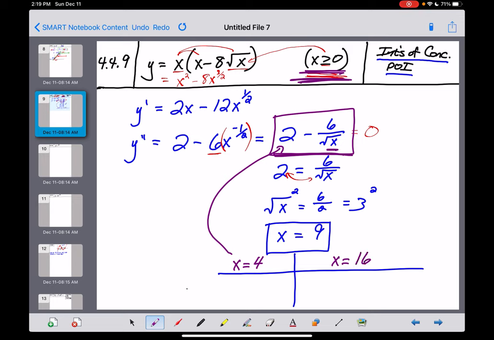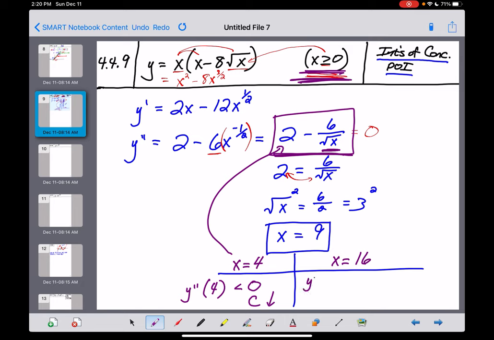So let's go into the second derivative now, y double prime, with these two test values. If I put that 4 in for x down here, the square root of 4 is a 2 in the denominator. 6 divided by 2 is 3, and 2 minus 3 is negative 1. So the value of this second derivative is negative, which means we're concave down on this interval.